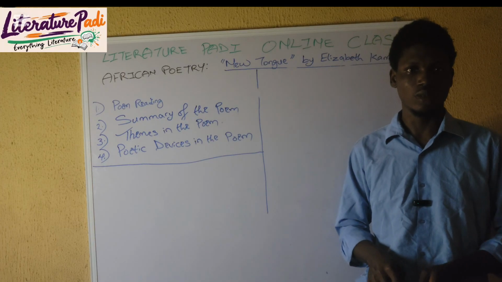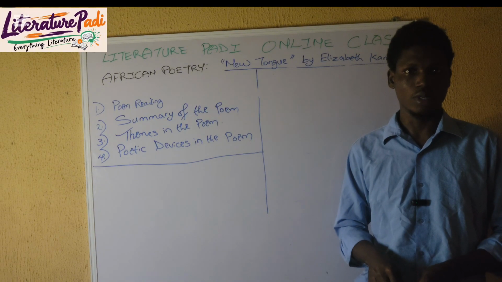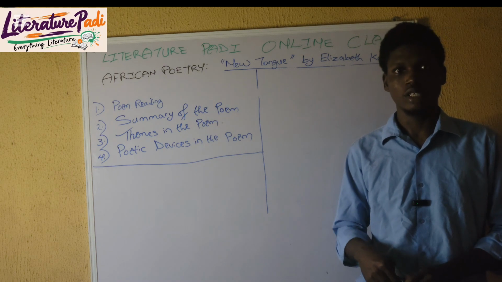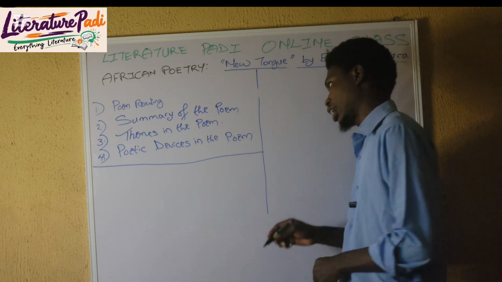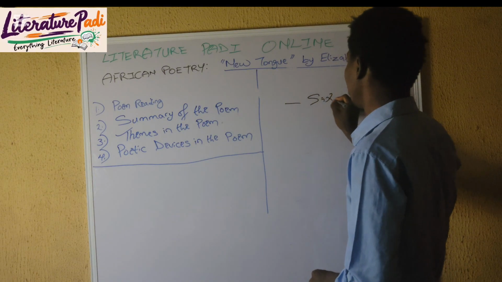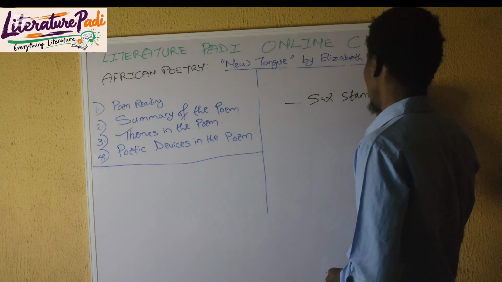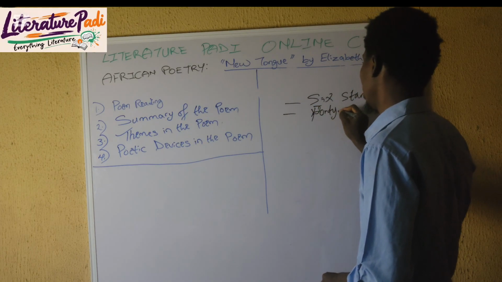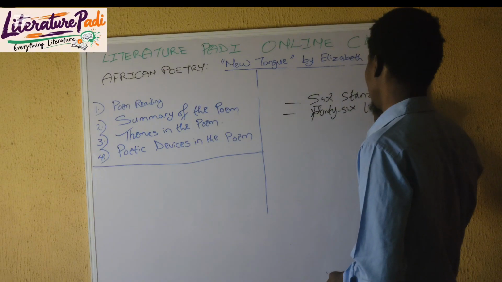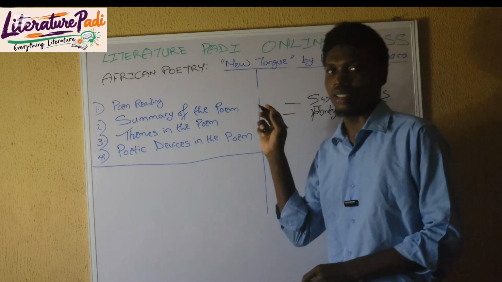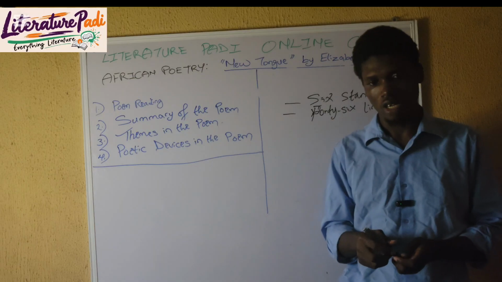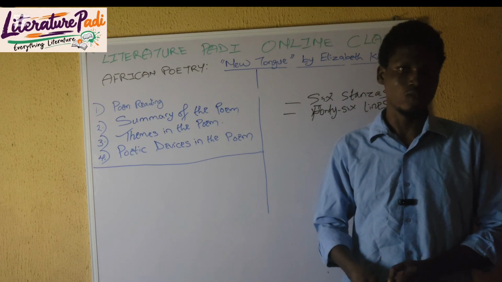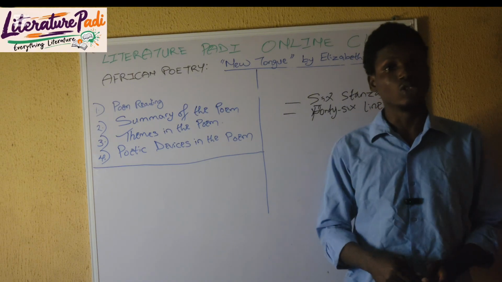That is the end of the poem Newton by Elizabeth Kamara. So before reading the poem, we established two facts. Structurally, the poem has six stanzas and 46 lines. So that is the structural composition of the poem we are engaging with in this video. So now we'll move on to the summary of the poem.